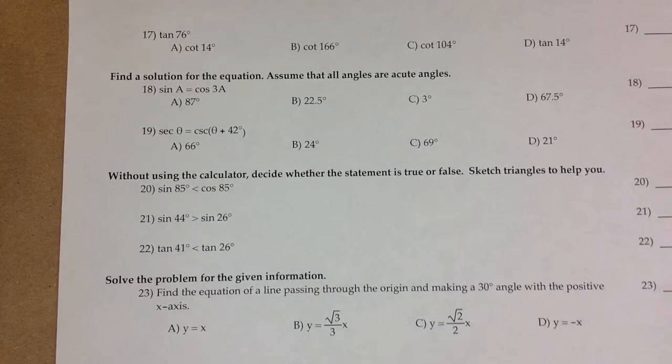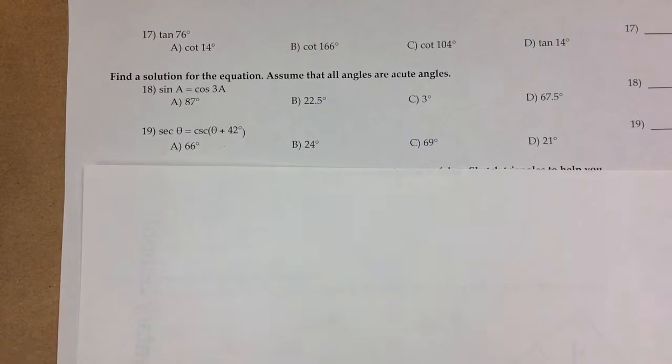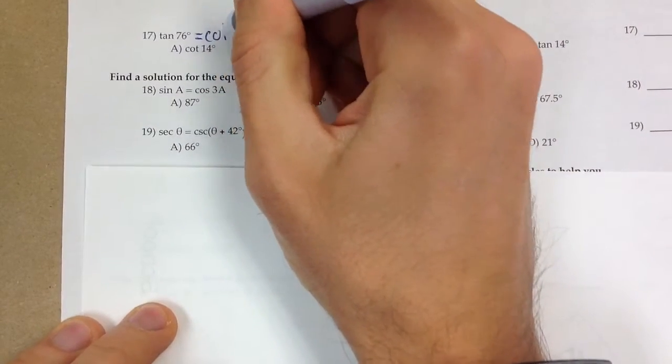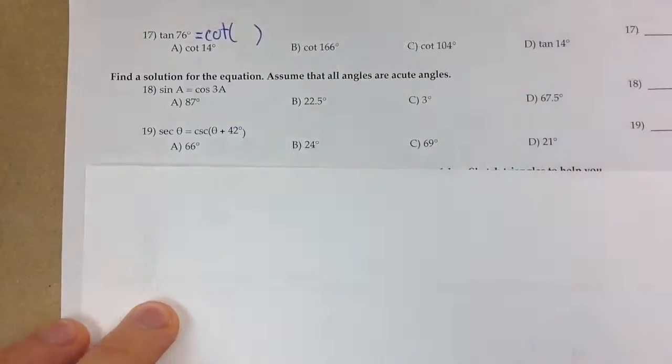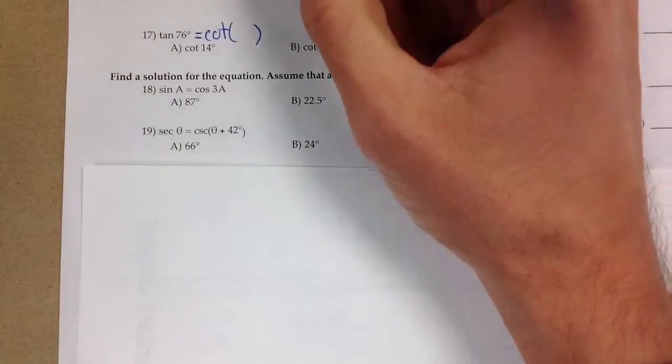Number 17, Nikki S. Tell me what is tangent's cofunction? Co. So just minus the Co. 90. Well, first tell me, what is tangent's cofunction? Cotangent. And then do what you were saying. And then you get A. Yeah, because 90 minus 76 is 14.